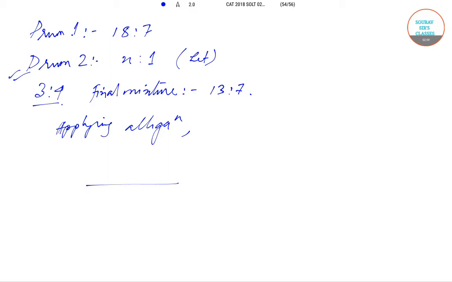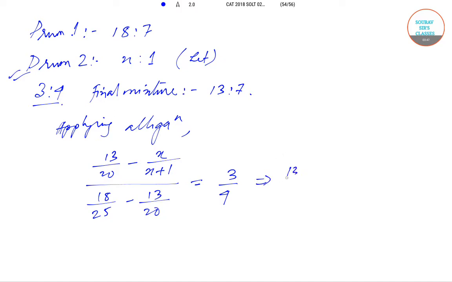in the final mixture, the amount of paint A will be 13/20, and from that, we subtract the amount of paint A in drum 2, that will be x/(x+1). This will be divided by the amount of paint A in drum 1, which will be 18/25, since 18 plus 7 is 25, minus the amount of paint A in the final mixture, 13/20, since 13 plus 7 is 20. And this entire ratio is equal to 3:4.